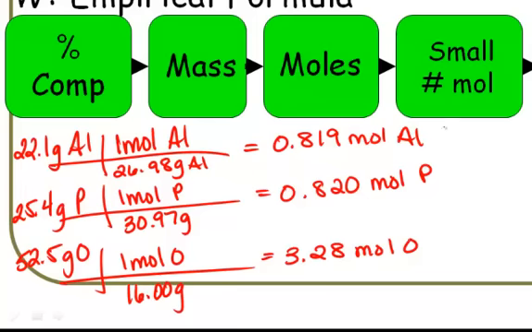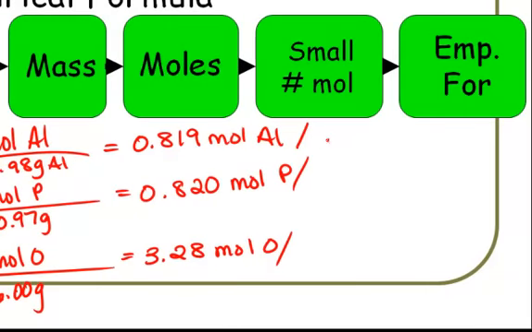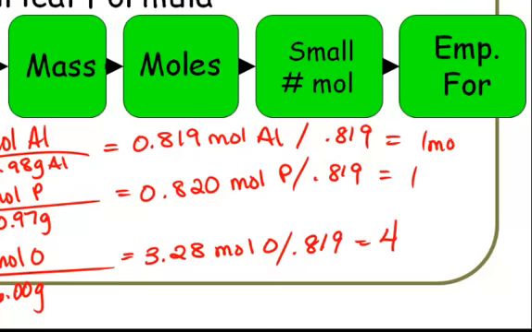So we divide by the smallest number of moles, which is 0.819, and we get 1, 1, and 3.28 divided by 0.819, we get 4. So 1 mole of aluminum and 1 mole of phosphorus and 4 moles of oxygen. So that means that our empirical formula is AlPO4.